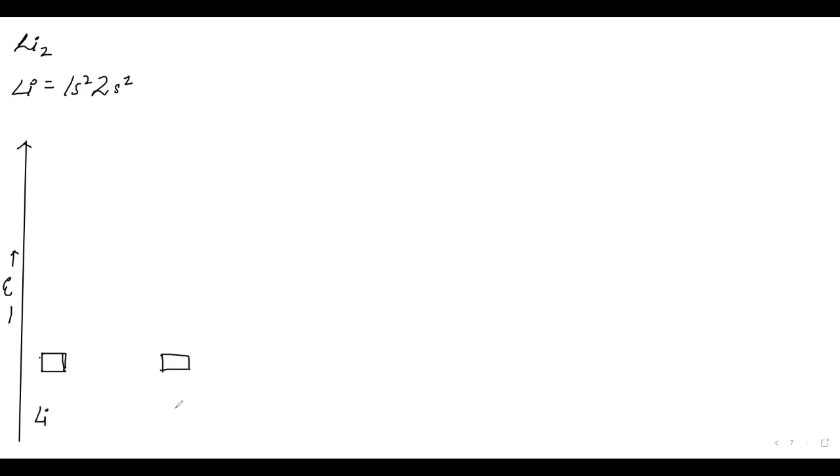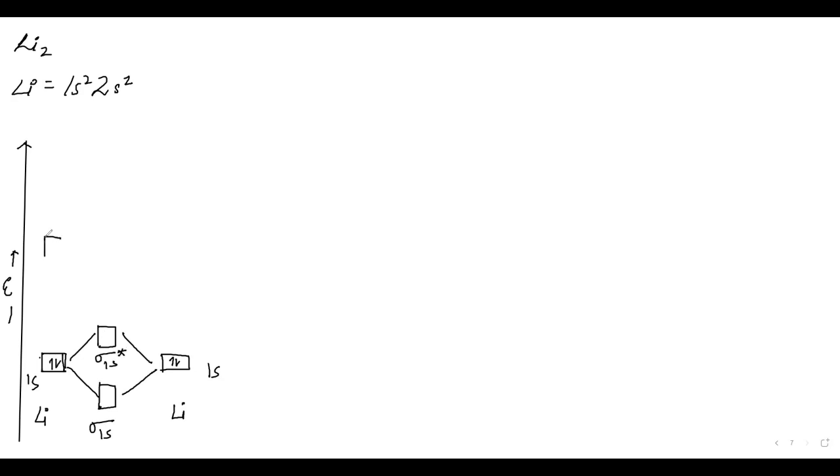This is for Li. This is also Li. This is 1s. This is also 1s. How many electrons? 2 electrons in both of them. Let us make the diagram for this one first. Now this will be sigma 1s. This will be sigma star 1s.